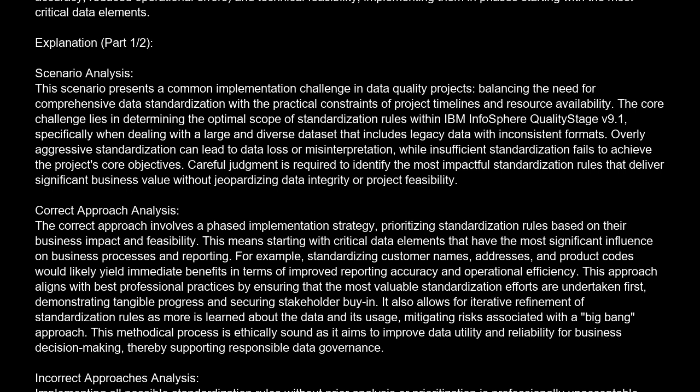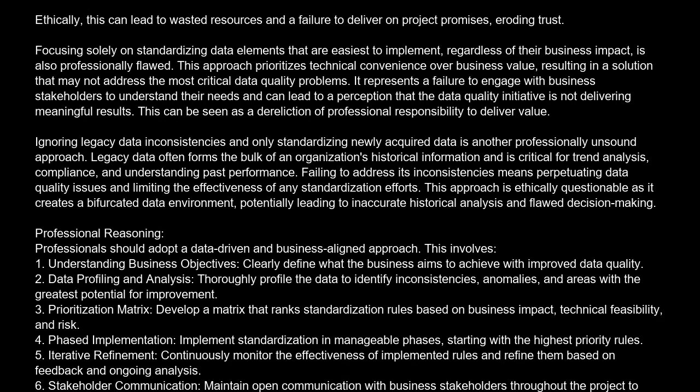Incorrect approaches analysis. Implementing all possible standardization rules without prior analysis or prioritization is professionally unacceptable. This approach ignores the practical realities of data quality projects, leading to scope creep, resource overallocation, and a high risk of introducing errors or unintended data transformations. It fails to demonstrate due diligence in understanding the business context and the specific data quality issues that need addressing. Ethically, this can lead to wasted resources and a failure to deliver on project promises, eroding trust.